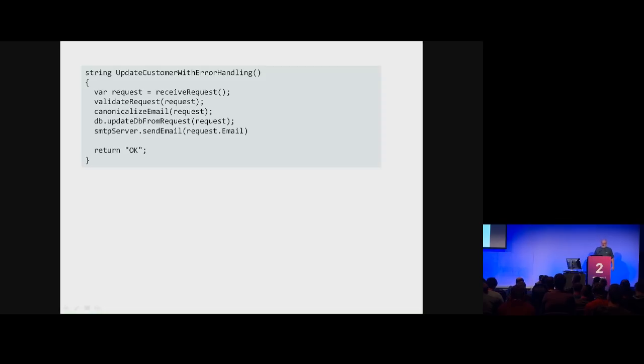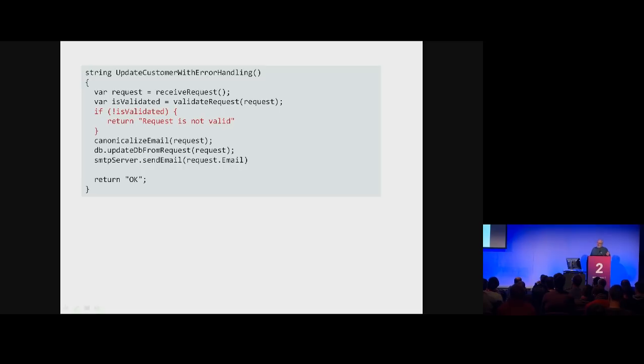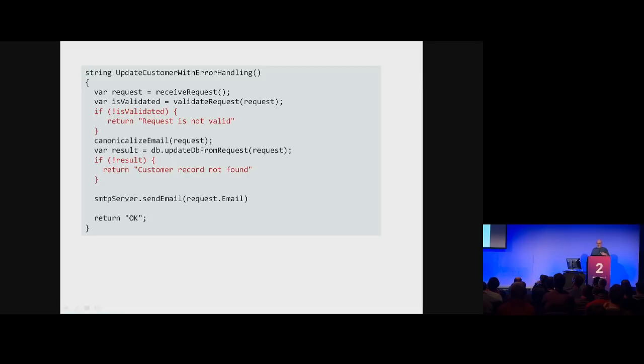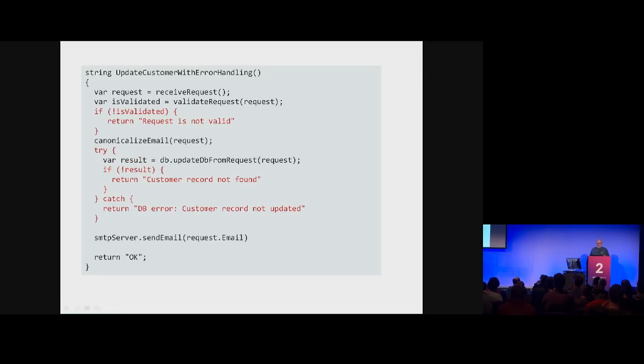So here's an example of a function that does some error handling. You receive a request, you validate the request, you might canonicalize the email, maybe make sure it's lowercase. You might update the database, you might send an email to the customer or something, who knows. But this is pretty straightforward, it's only five lines of code. But here's the problem, errors happen. What happens if the request is not valid? What happens if the customer isn't found in the database? What happens if you get a database exception? What happens if the SMTP server doesn't send the email?